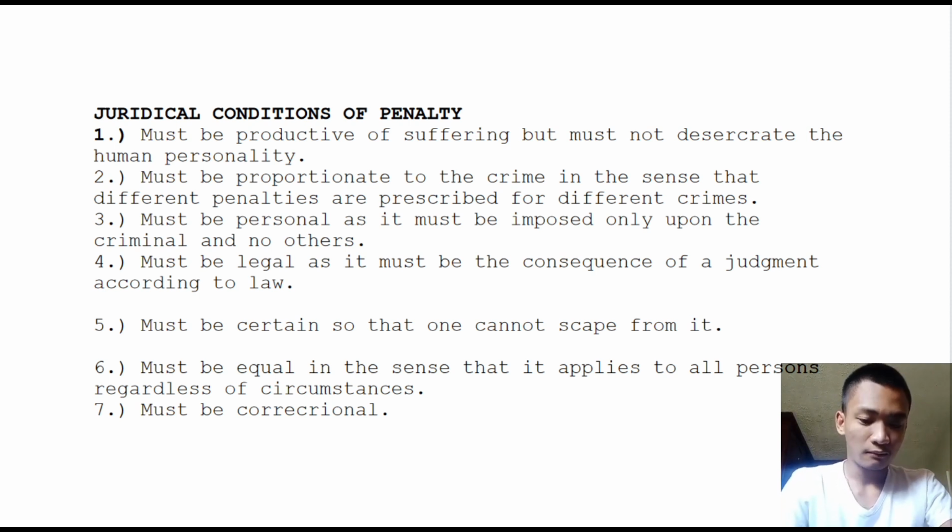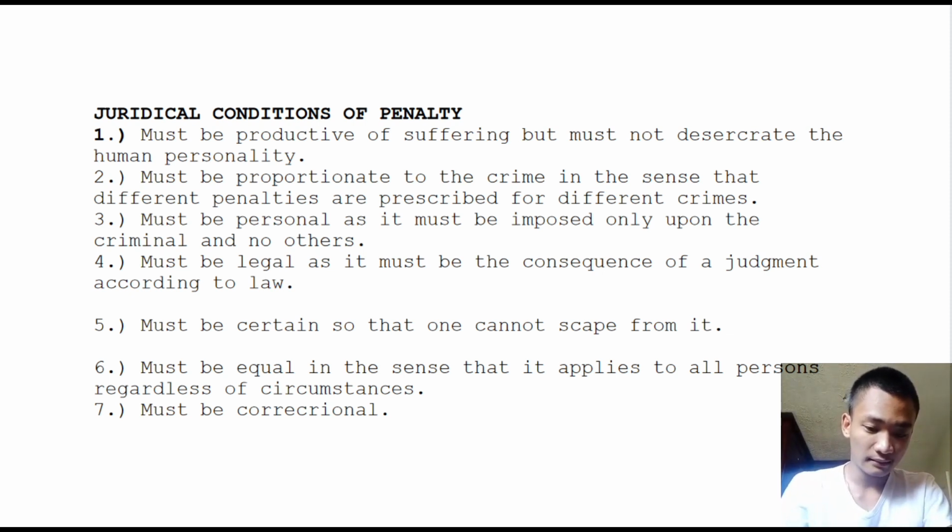Number 3, must be personal as must be imposed only upon the criminal and no others. Ano ibig sabihin nito? This requires na ang nagkasala ay kailangan magdusa sa kanyang paglabag sa batas at hindi ipapataw sa iba. Kung sino yung nagkasala. For example, ako nagkasala, hindi pwedeng ikaso sa kapitbahay nyo o kapatid mo o kung sino man. Kung sino yung nagkasala, sa kanya lang ipapataw yung kasalanan. Walang proxy.